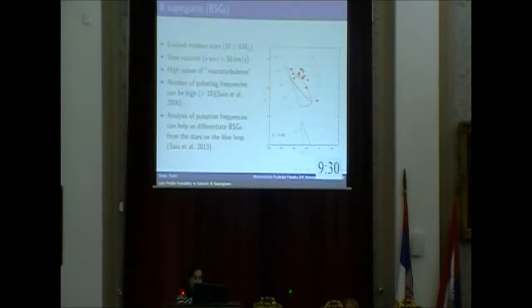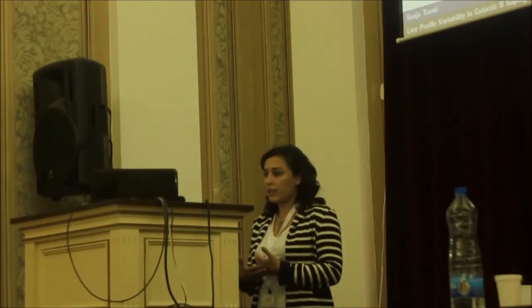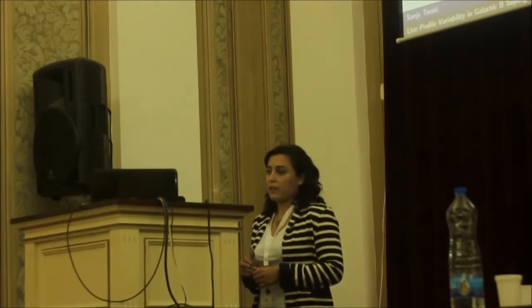They have slow rotation, and they usually have very high values of macroturbulence. Macroturbulence is additional line profile broadening. It has been connected with stellar pulsations in the last few years. It is also said that the number of pulsating frequencies can be very high, more than 10 or so.